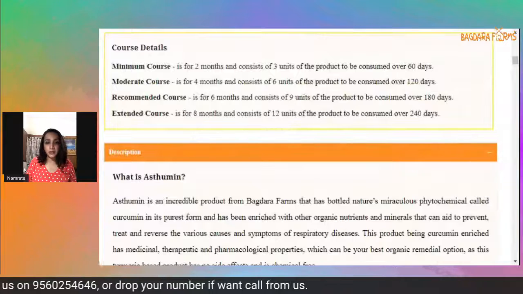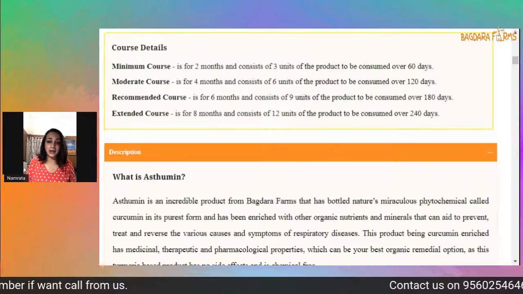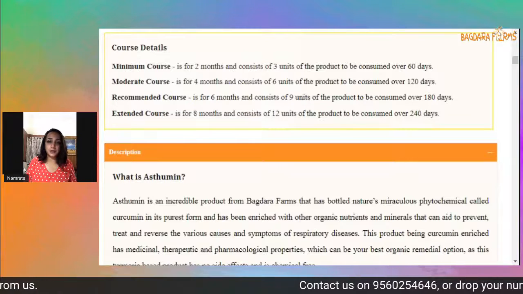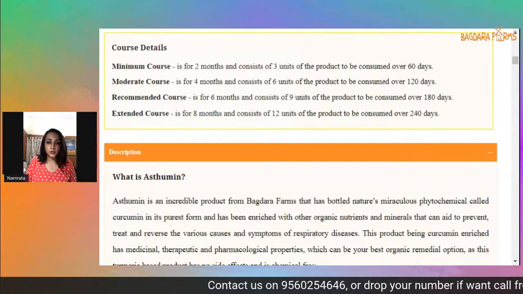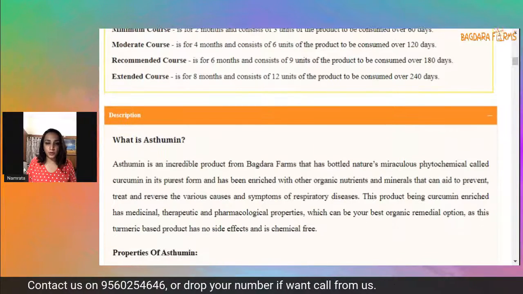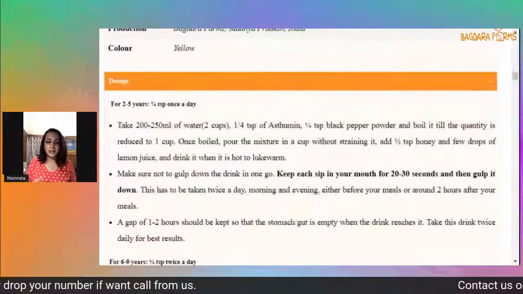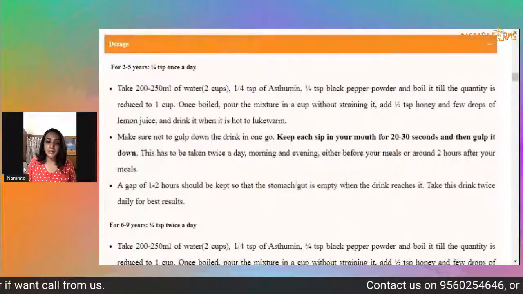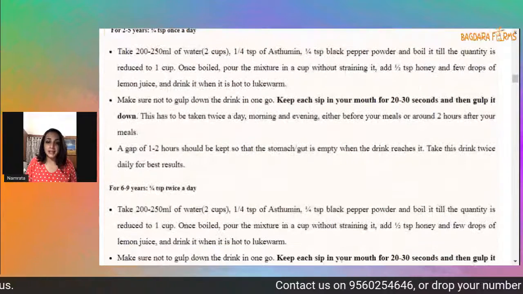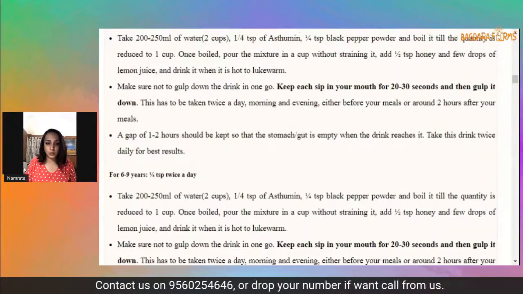You can take Astumin for as long as you want. These products have no side effects on the system. They are completely organic, 100% natural. On the same page, when you scroll down, we have also written the dosage. If you have children who you want to give this to, there is dosage written for everybody. In detail, all these things are given. It is also written that the product has 60 grams of powder in it, and the main component in our products is Curcuma longa, also known as curcumin.